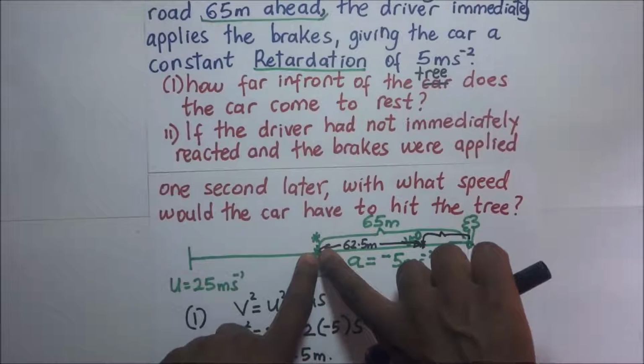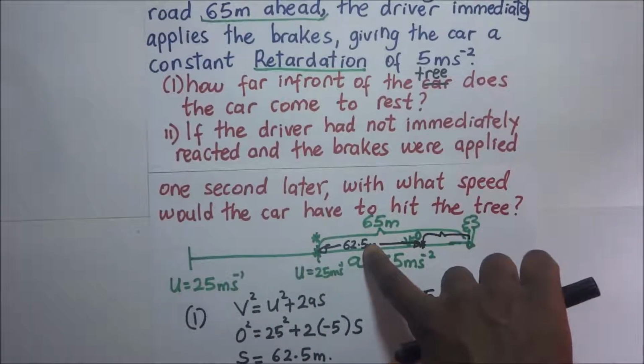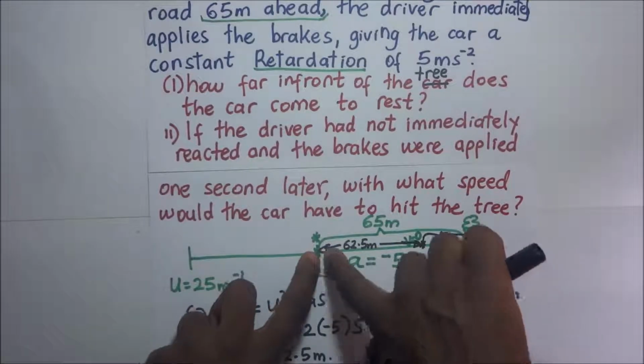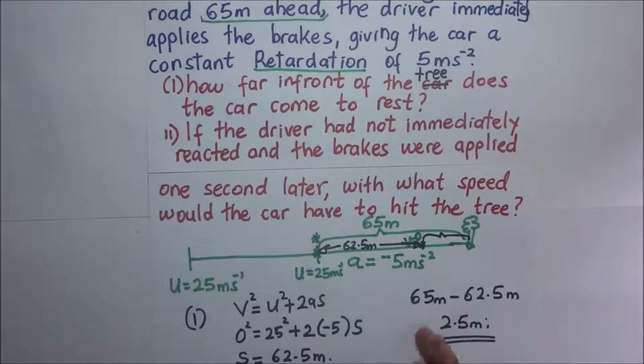So we need to first find the distance he covers in that 1 second when he delays to apply the brakes, so that we're able to subtract off that distance and we're able to deal with our new diagram. Just for clarity, I'll redraw this diagram.